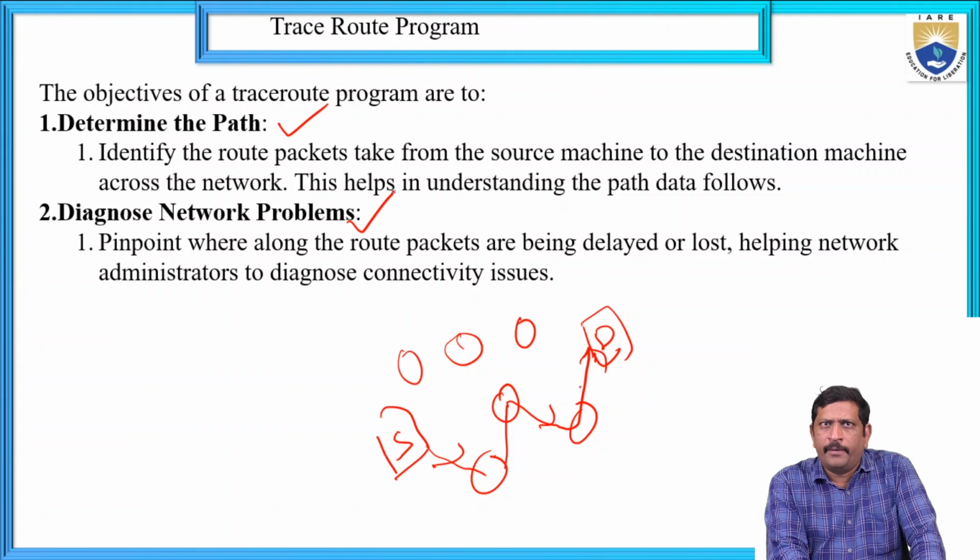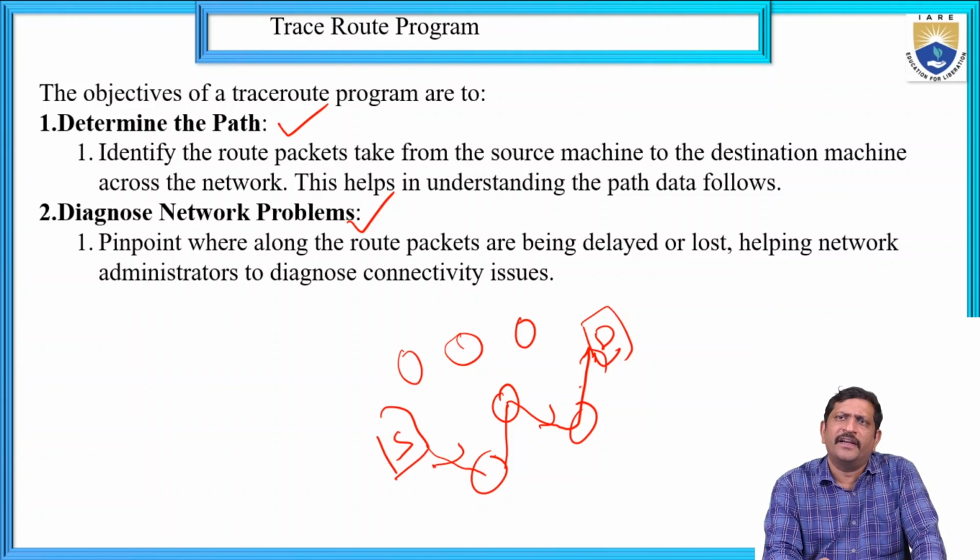Here, it pinpoints where along the route the packets being sent are delayed or lost. This helps the network administrator diagnose connectivity issues. That means if any connectivity issues arise between the source and the destination, or any routers are damaged, that can be diagnosed and identified. Or if any packet is delayed or lost while transmitting between the source and destination along the route.